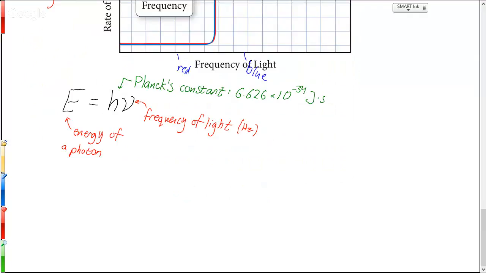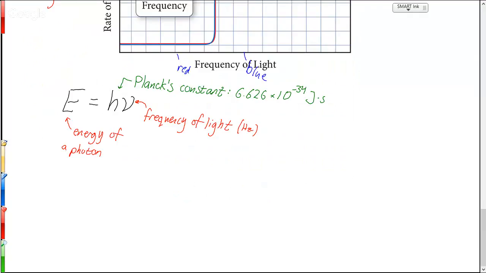But this is how we can relate what type of light is it? Is it red light? Is it blue light? Is it infrared? Is it ultraviolet? Is it radio? Whatever. What kind of light is it? And how much energy is each individual photon of this light going to have?